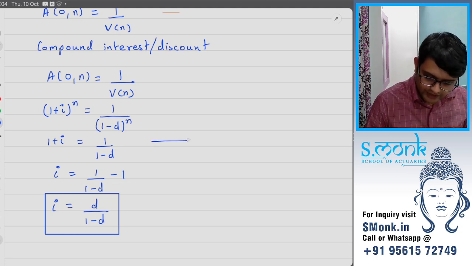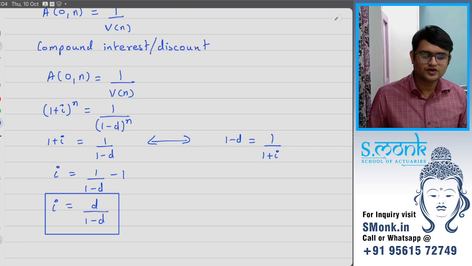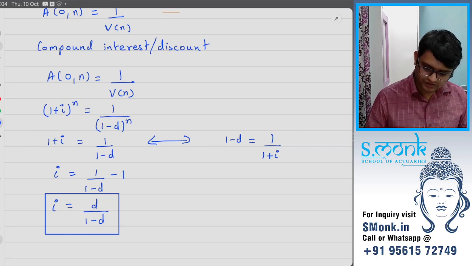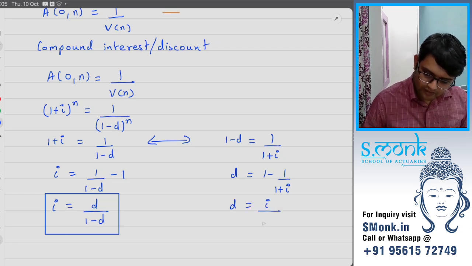Now to find d, I can also say 1 minus d will be equal to 1 by 1 plus i, right? Just taken the reciprocal of this. So d will be equal to 1 minus 1 by 1 plus i, and that gives us i upon 1 plus i.